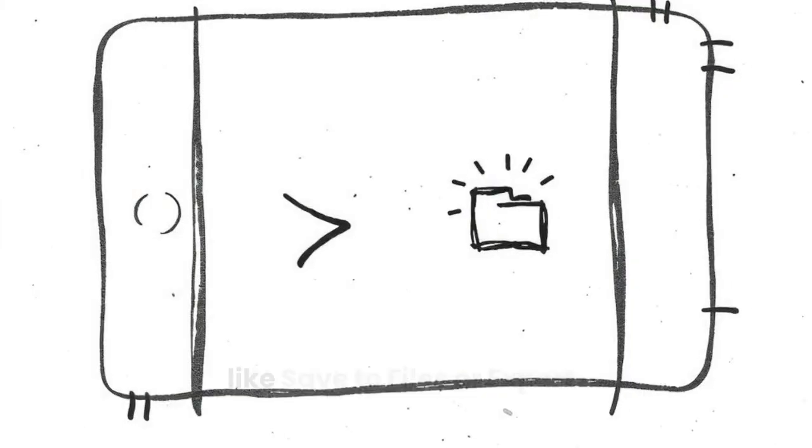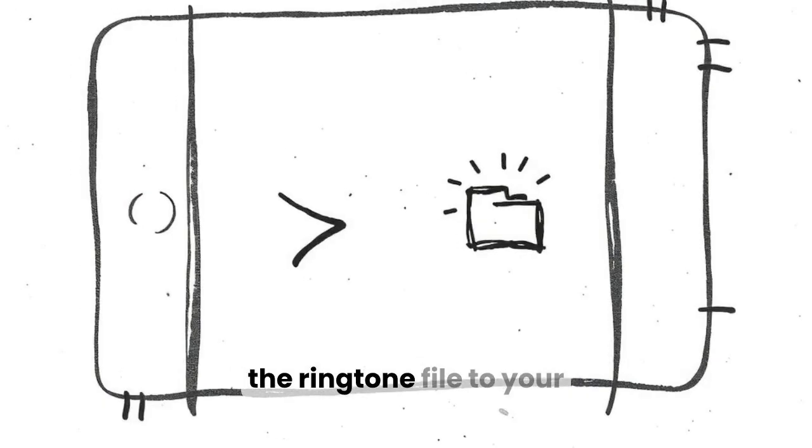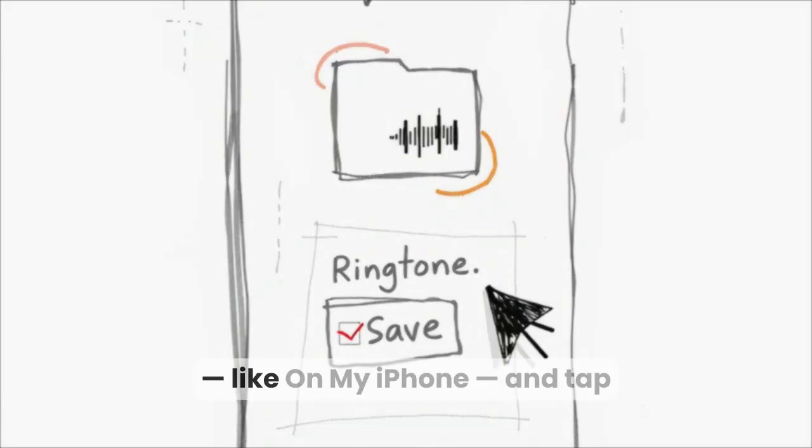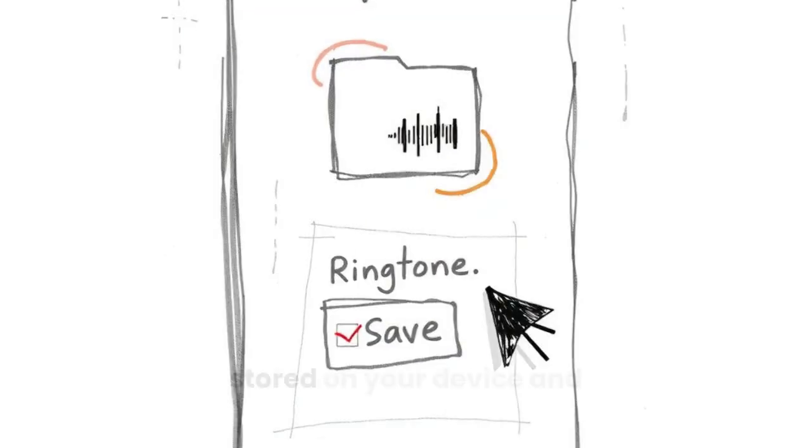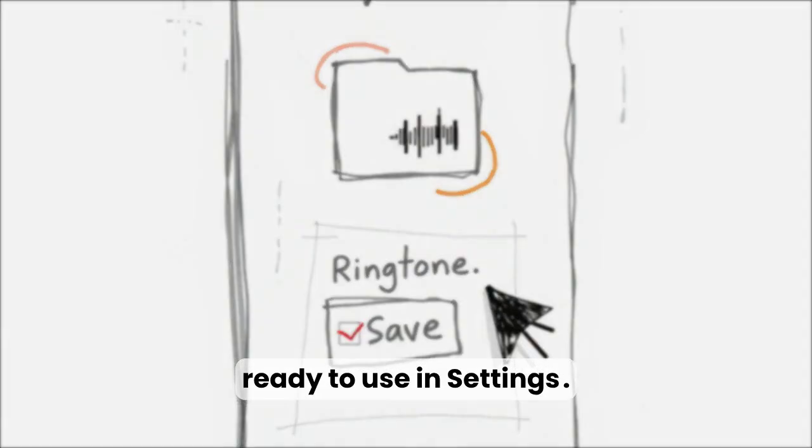Zedge will show you an option like Save to Files or Export. Choose the option that saves the ringtone file to your iPhone's Files app. Pick a simple folder in Files, like On My iPhone, and tap Save. Your ringtone file is now stored on your device and ready to use in Settings.